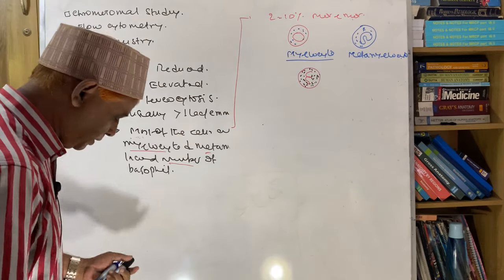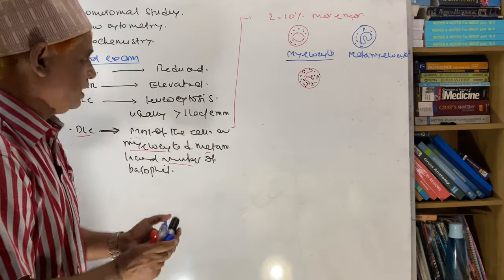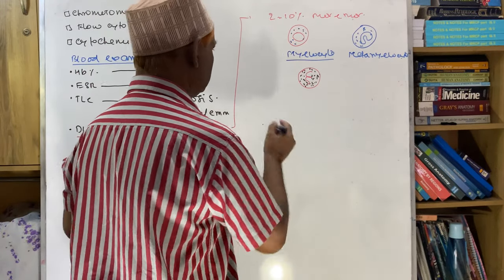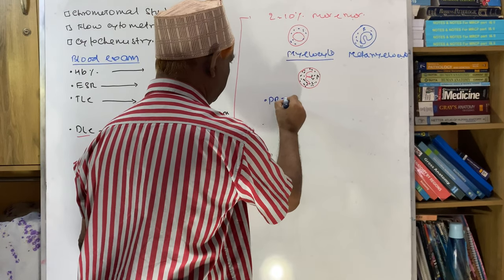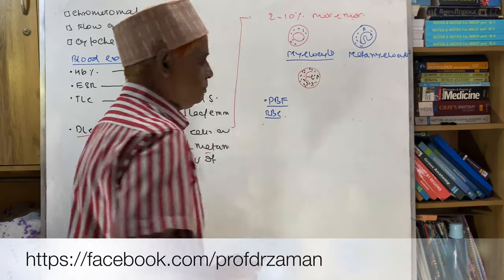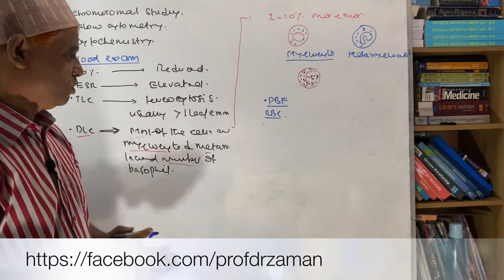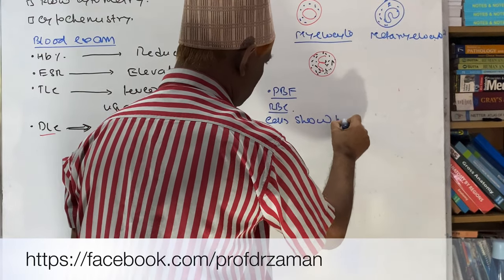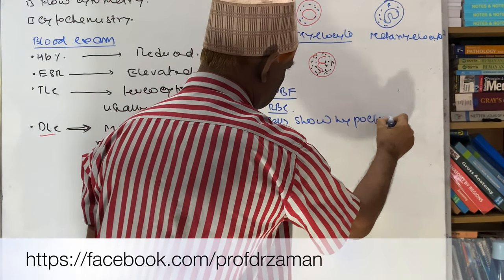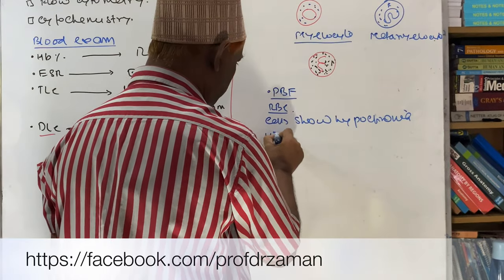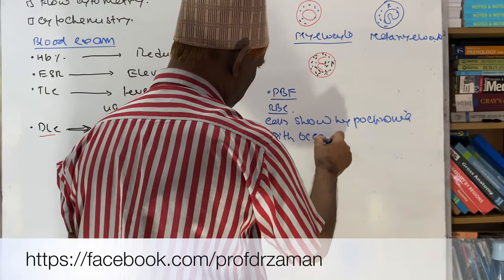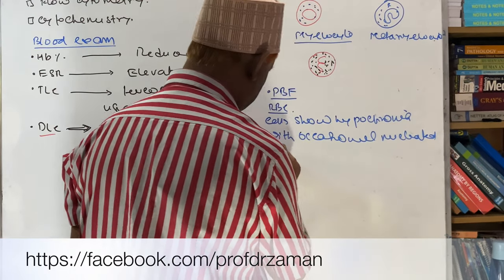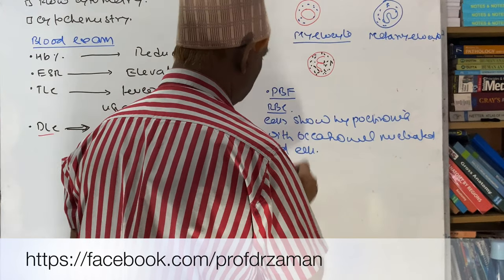Now come to the peripheral blood film, PBF. We have to first search the RBC series. The cells of the RBC series show hypochromia with occasional nucleated red cells.